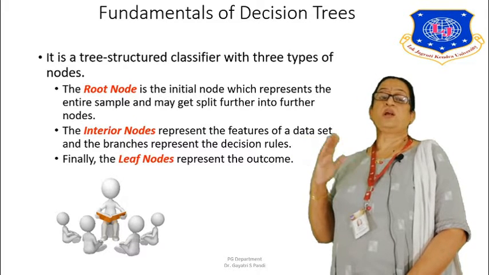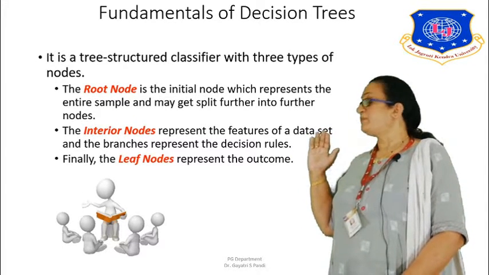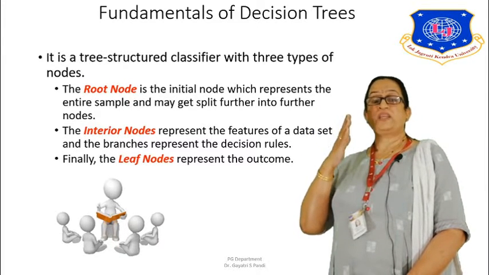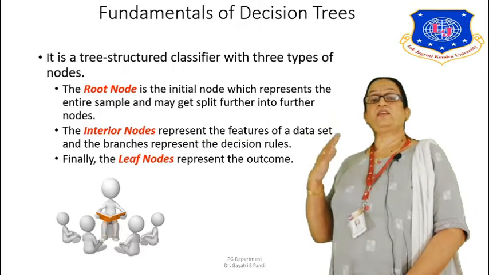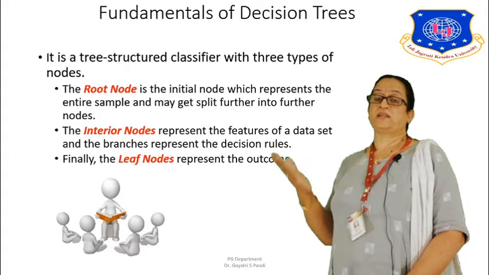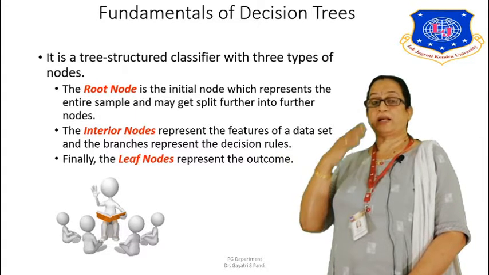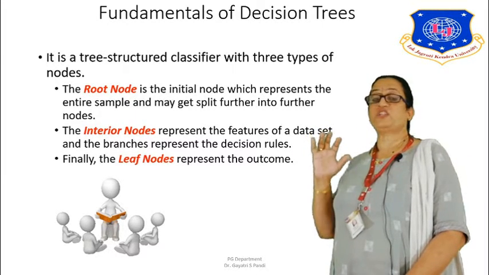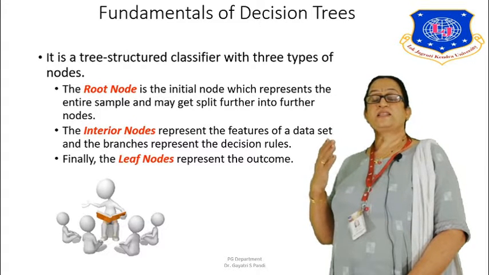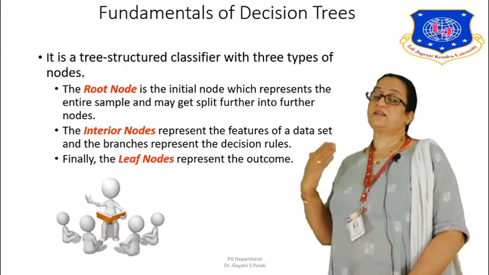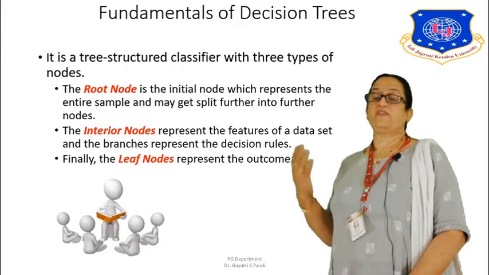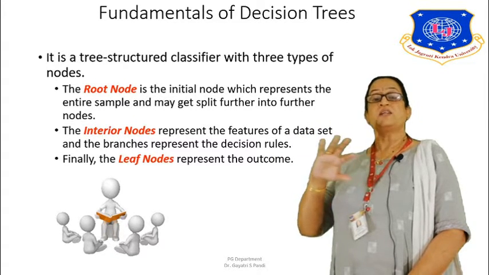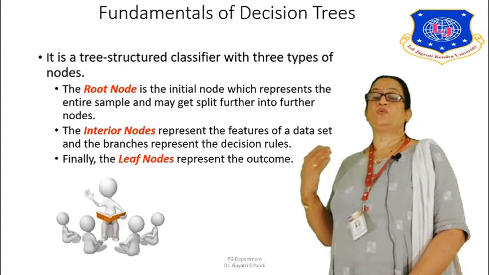Firstly, we will discuss the root node. So this is basically the initial node that is represented at the top, and it will have the entire sample and may get split further into various branches. If we are talking of a binary tree, there would be two branches. Right? Then we have the interior node. So the interior node basically represents a feature of your data set, and it has different branches which represent the decision rules. Then we have the leaf nodes. These are the last nodes. No nodes are ahead of leaf nodes. So these are termed as terminal nodes and they represent the output.